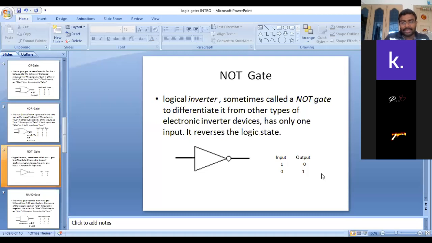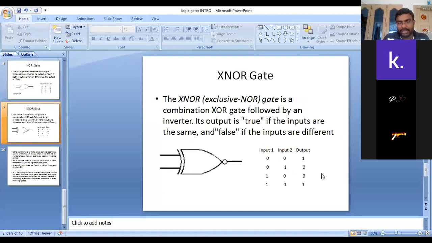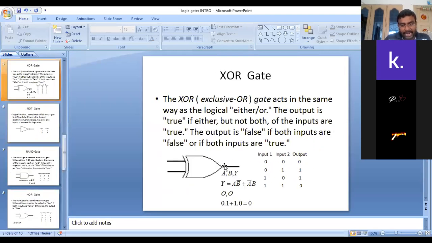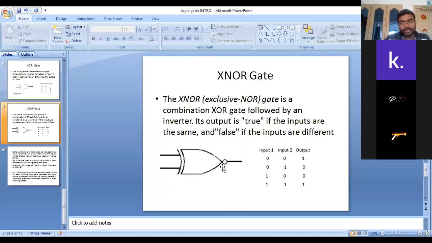Then let me go for the last logic gate, the XNOR gate. XOR already seen. We are adding an extra NOT here. XNOR means extra NOT is added. See the logic symbol of XNOR here. For the XOR gate, we have added an extra inverter. This is XOR. If I add an extra inverter here at the output terminal, I'm going to get my XNOR gate.